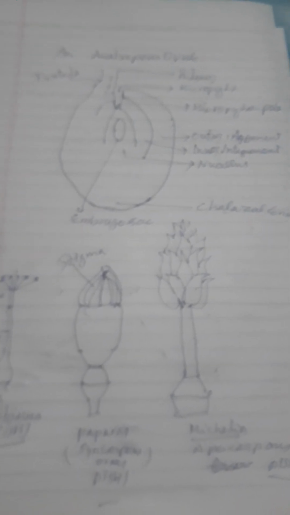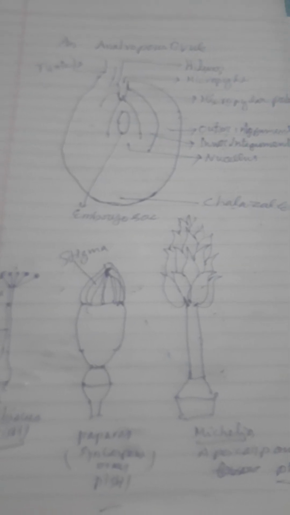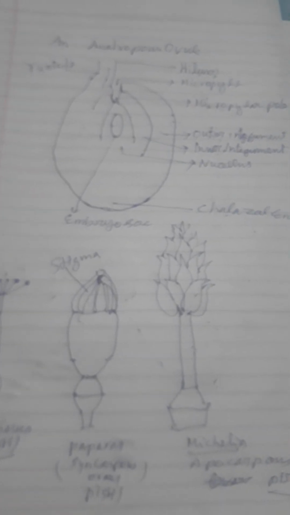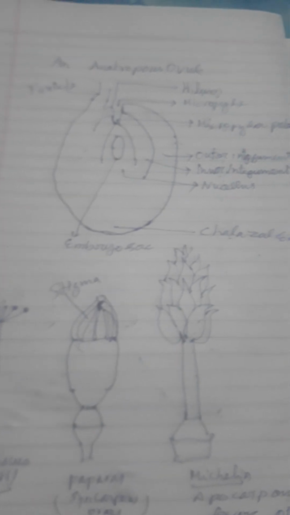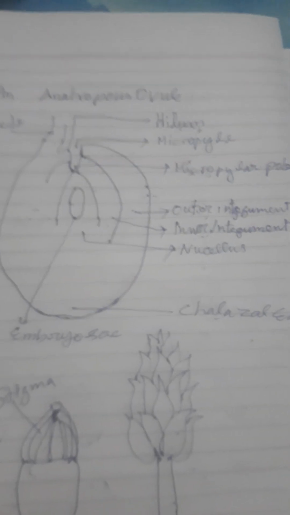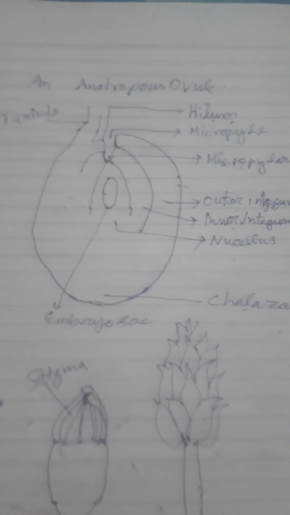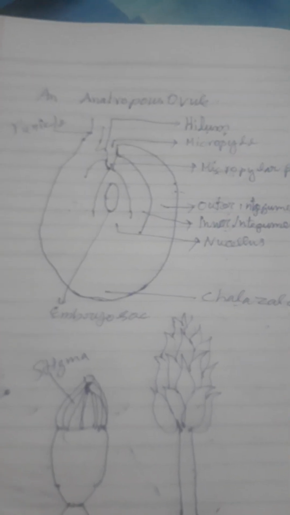How are you? In the previous class, we discussed what is microsporangium and what is megasporangium, and how the megaspore is formed. Today, we are going to discuss the ovule. What is an ovule? It is a female gametophyte.